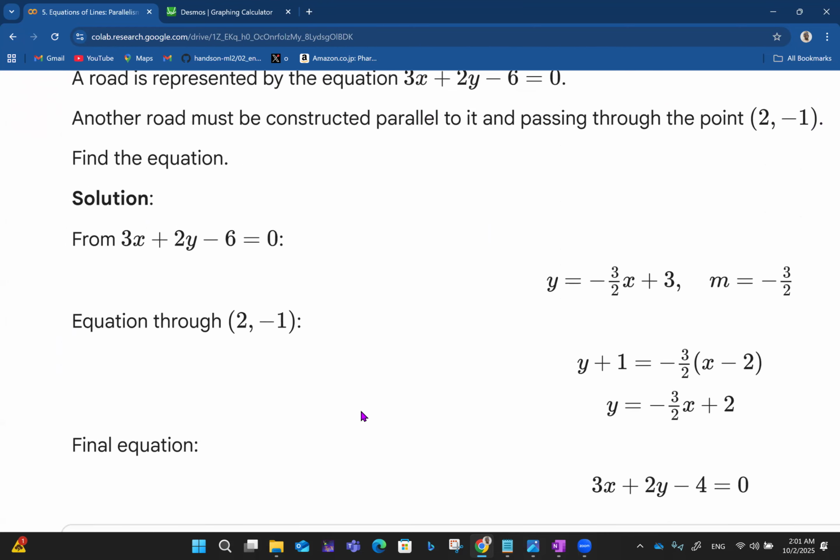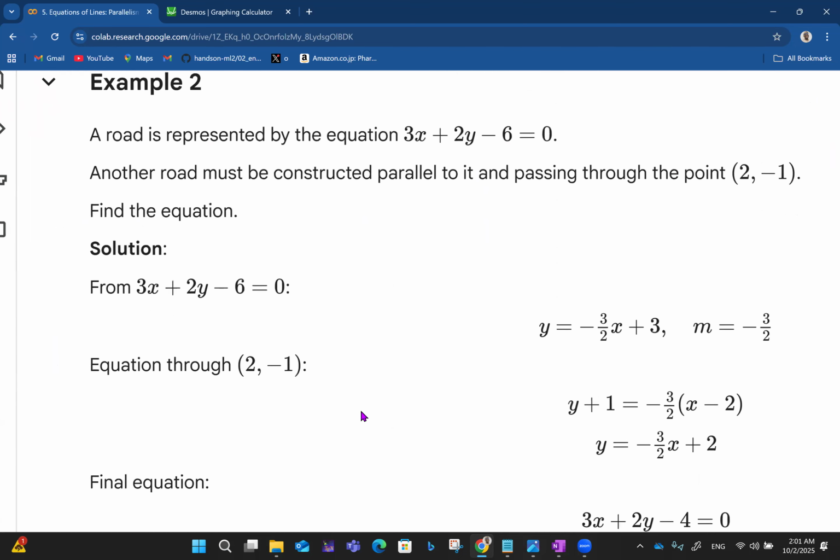So we have a kind of word problem in this situation. A road is represented by the equation 3x + 2y - 6 = 0. So this is a straight line. Another road must be constructed parallel to it, passing through the point (2, -1).